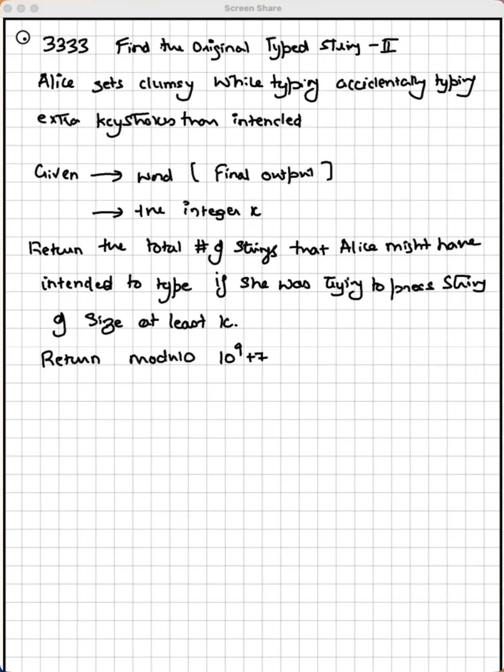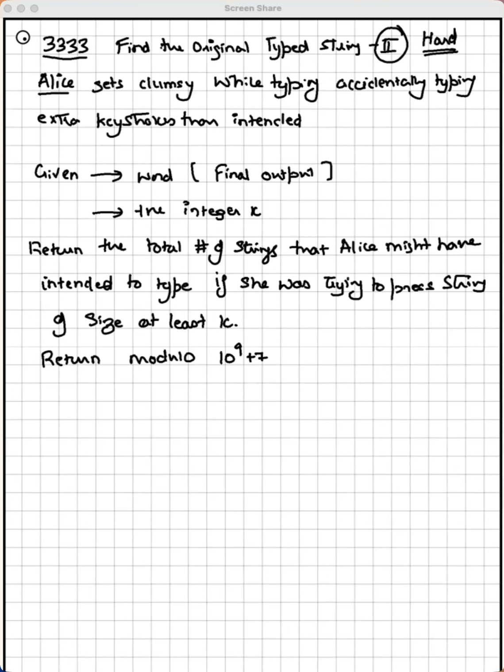Hello everyone, today we're looking at another Leetcode problem. This is 3333, which is Find the Original Typed String II. This is the second problem in its series. This is a hard problem. We solved the first problem yesterday, so I will have the link attached in the description, and feel free to review that if you like.